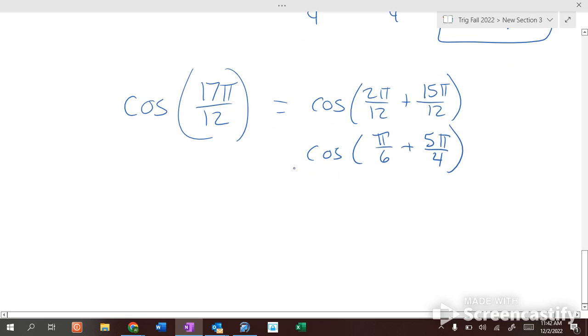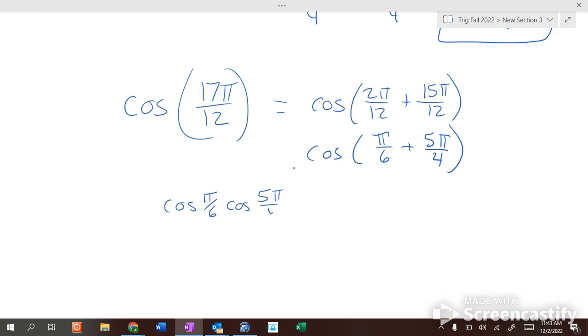So, why do we do that part first? Because this is not on a unit circle, so we need two numbers that add up to be it that are on the unit circle so we can put the numbers in to replace it. So, we take the cosine of pi over 6 times the cosine of 5 pi over 4 minus the sine of pi over 6 sine of 5 pi over 4.